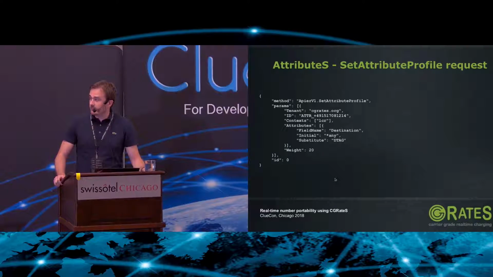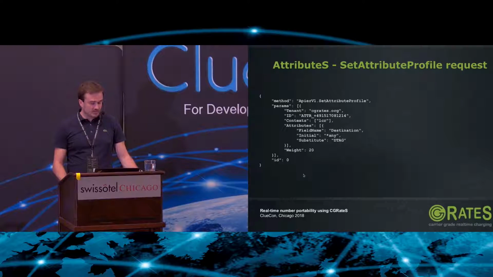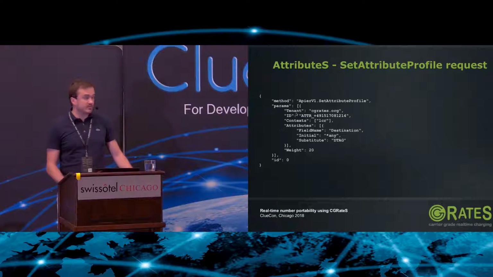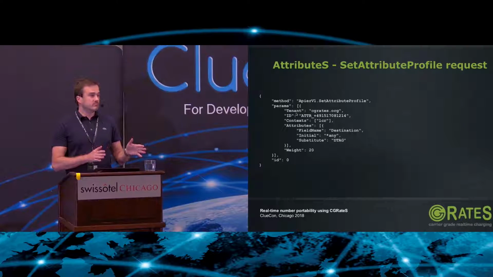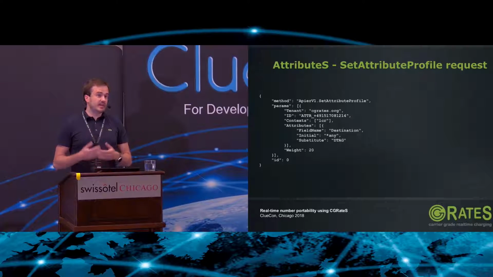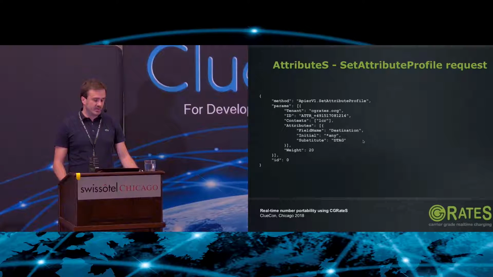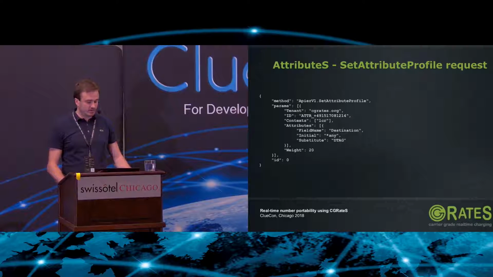This is an example of an API setting an attribute profile. You can see you get the tenant. This is the mandatory part, so we isolate data based on the tenant. If your user does not have access to the tenant, then we could, in theory, reject it. Or maybe your user does not have access to the APIs. You can set an ID for the profile, and then you can see you set the field name Destination should have any value, and it will be substituted with DTAG. In this case, we use an operator code.